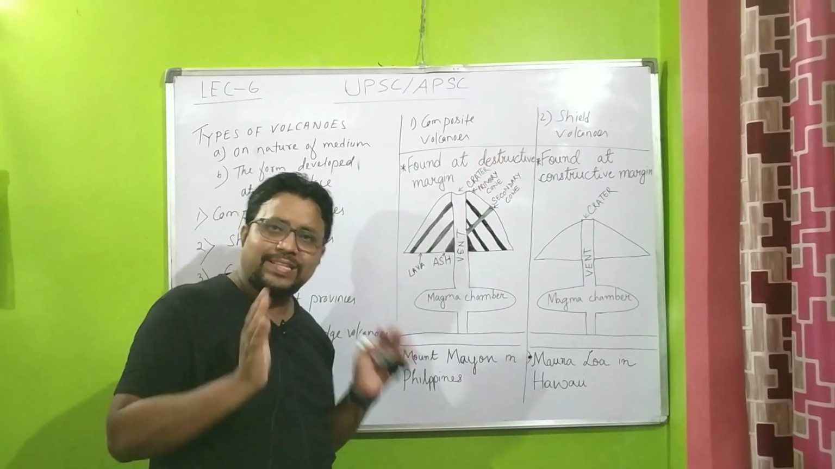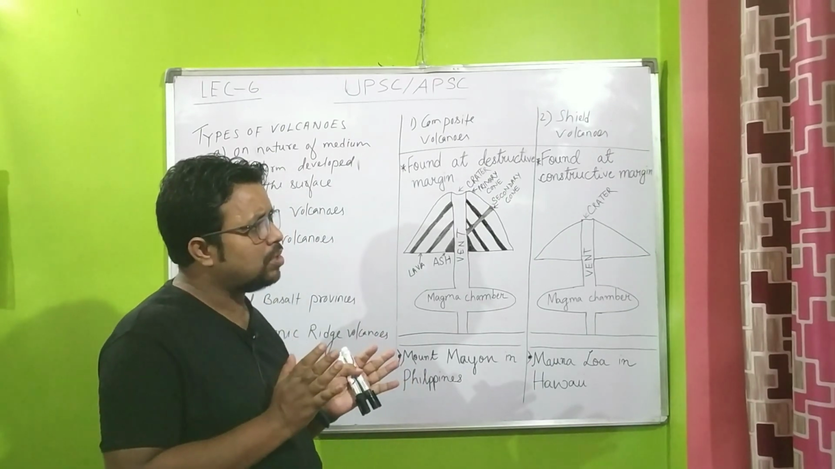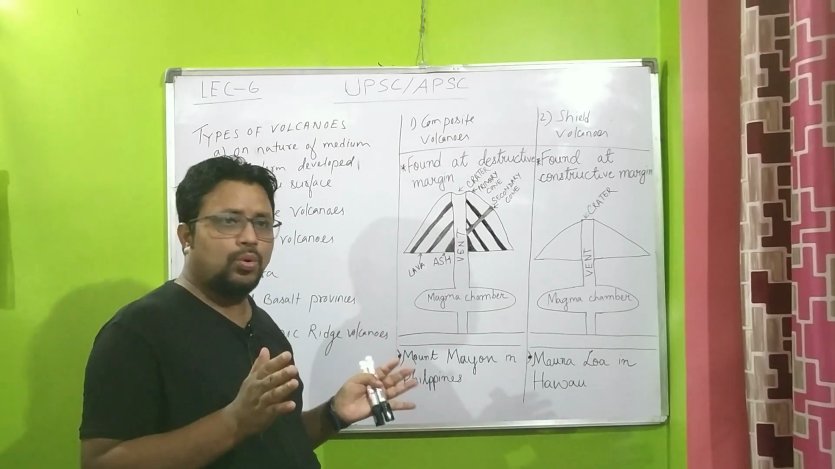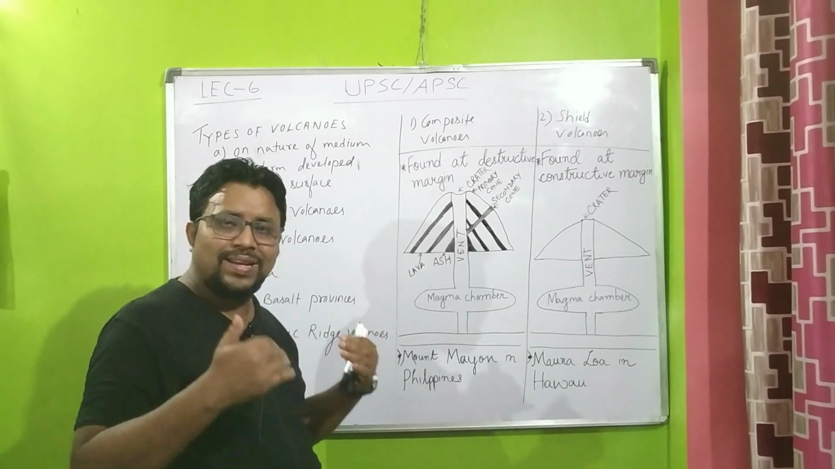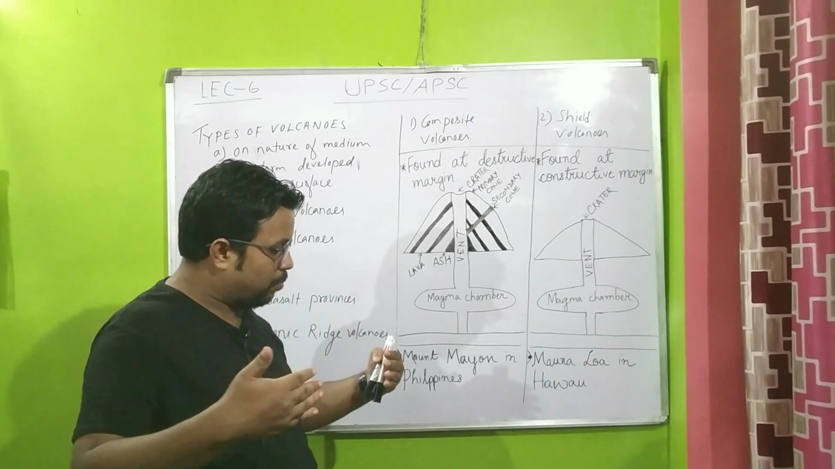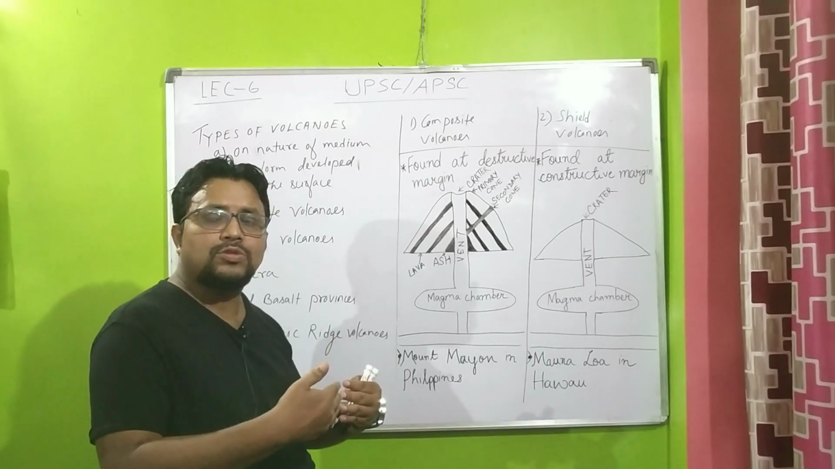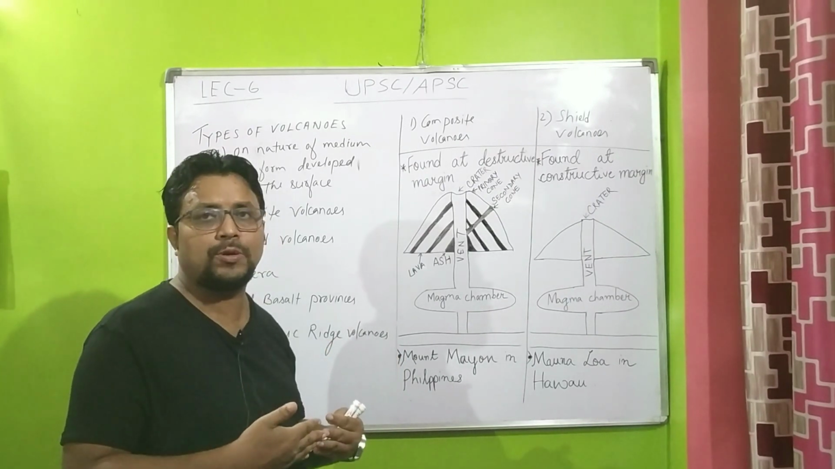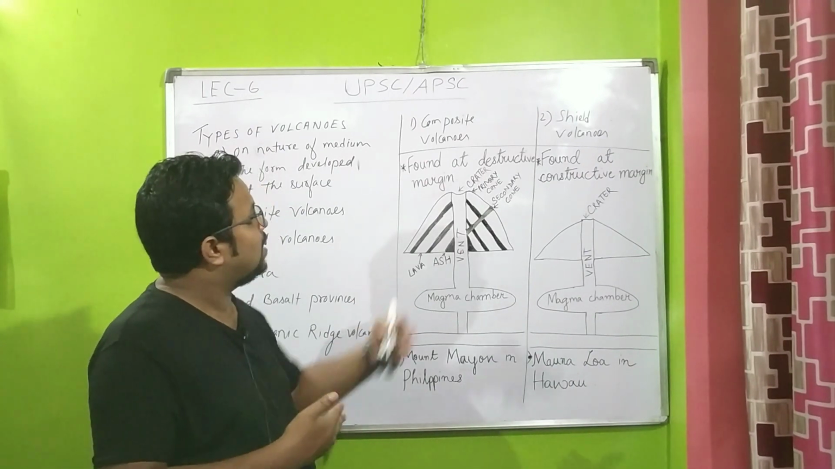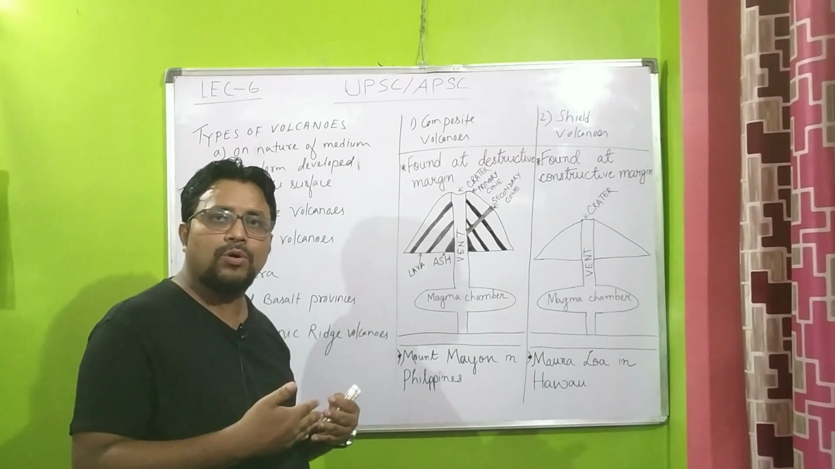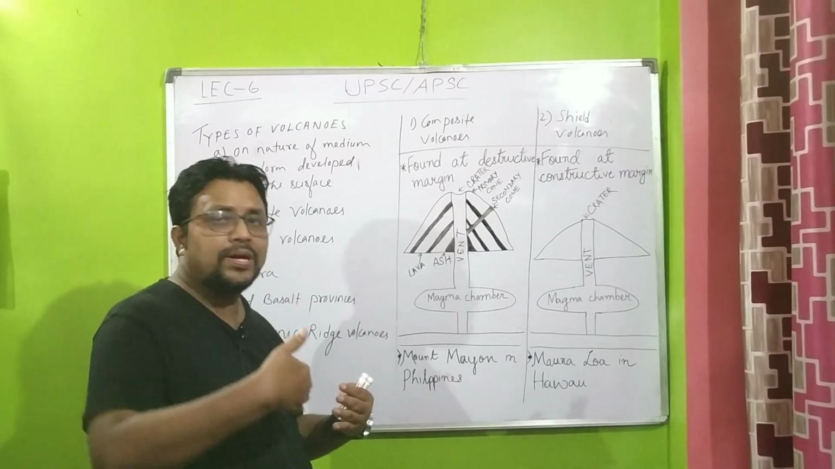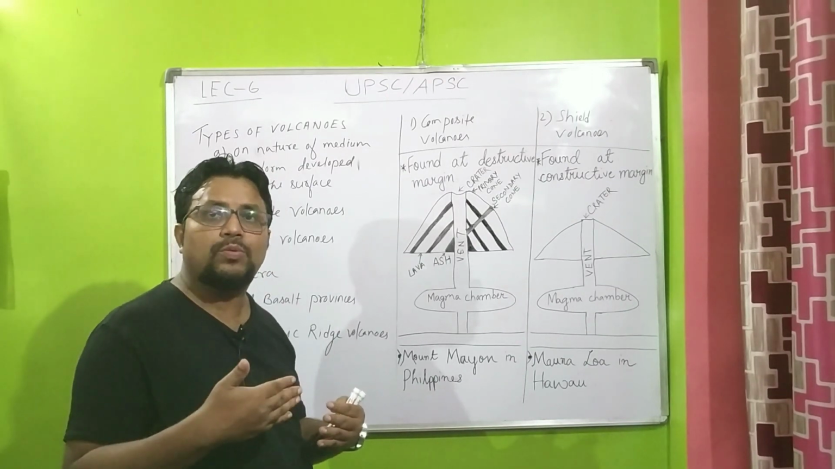Destructive margin. As I already mentioned, what is a destructive margin? When two plates, one continental plate and another oceanic plate, move like this and collide with a compressional force, this type of margin is said to be what? Destructive margin, because the oceanic crust undergoes subduction over the continental plate.